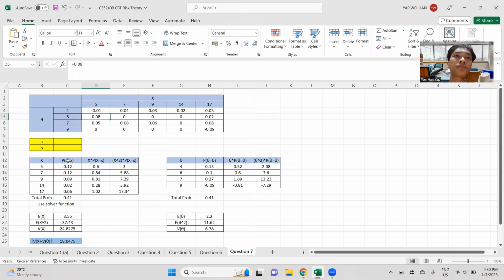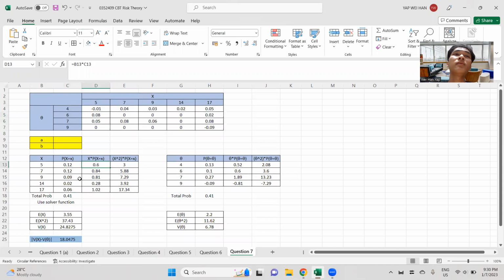Now we will start with x first. When x equals 5, we get all the probability of x equals 5, which is this whole column here. So I just use the summation function to get all the columns. Do the same thing for 7, 9, 14, and 17. Nothing is hard here.